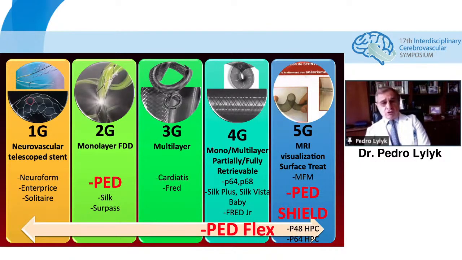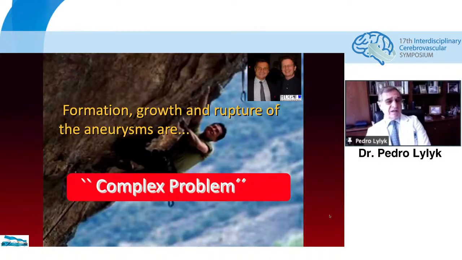We also evolved on the concept that a lot of companies come with different products. Some of them we call 5th generation. We can see better now, the device is clear even with the MRI, and we have some surface modifications like Shield or HPC. Why is that? Why do we always need some devices? Well, because we have to understand really the questions.